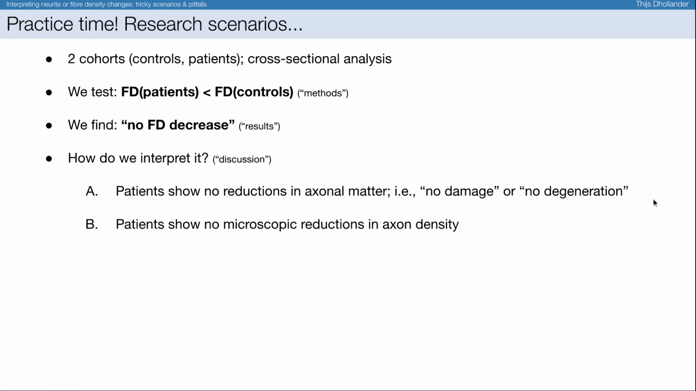Alternatively, we could say, we have to be a little bit more conservative. We're just going to say the patients show no microscopic reductions in axon density. We stick pretty close to FD here. We say axon density. We don't talk about degeneration or damage or these high level concepts.